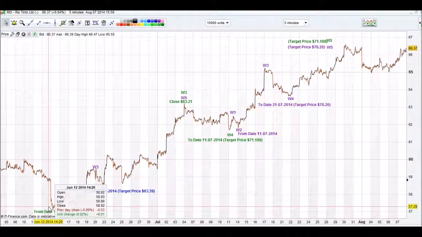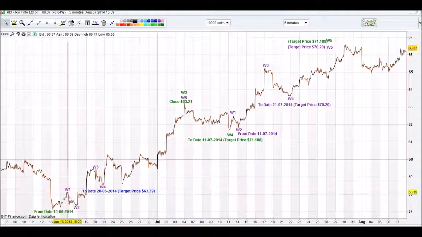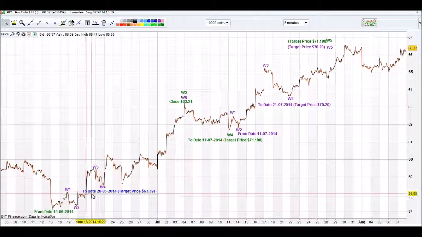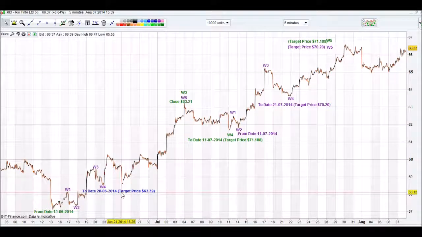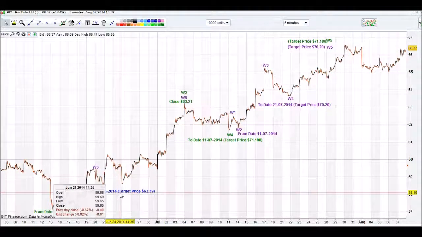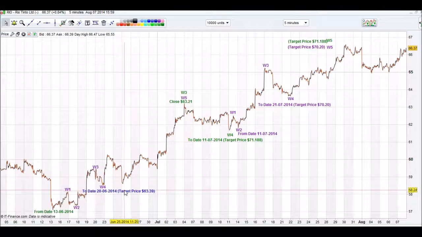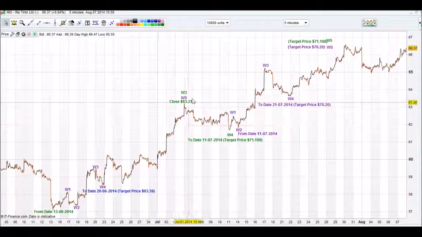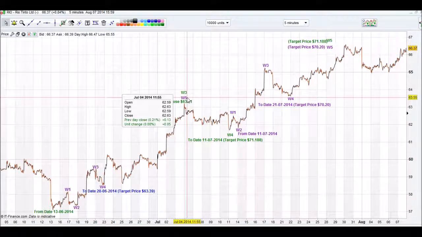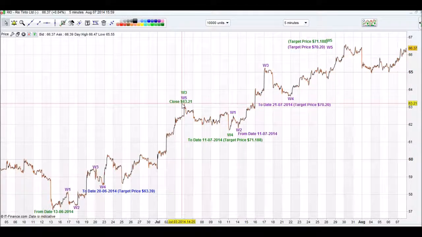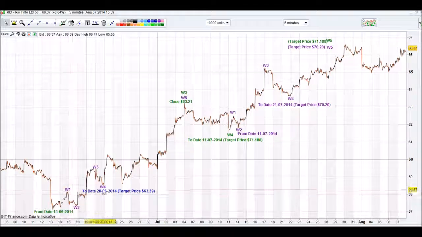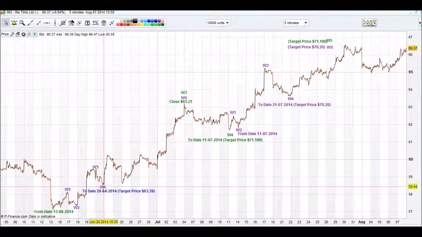Now we're going to do a minute wave. We've got our first wave, our second wave, our third wave, our fourth wave. At our fourth wave, we write a to date, which is the 20th of the 6th, 2014. It will calculate a minor target price for us for a W5, and the target price was $63.39, and we had our minor W5, and it closed at $63.21.